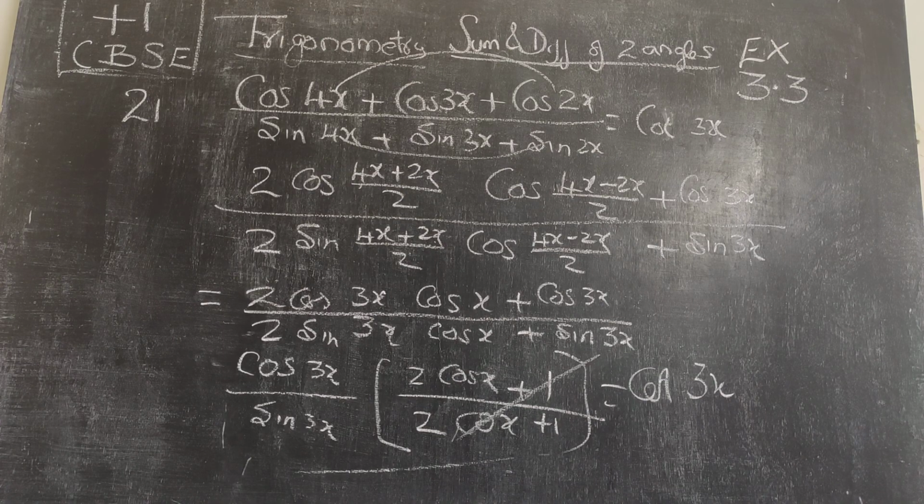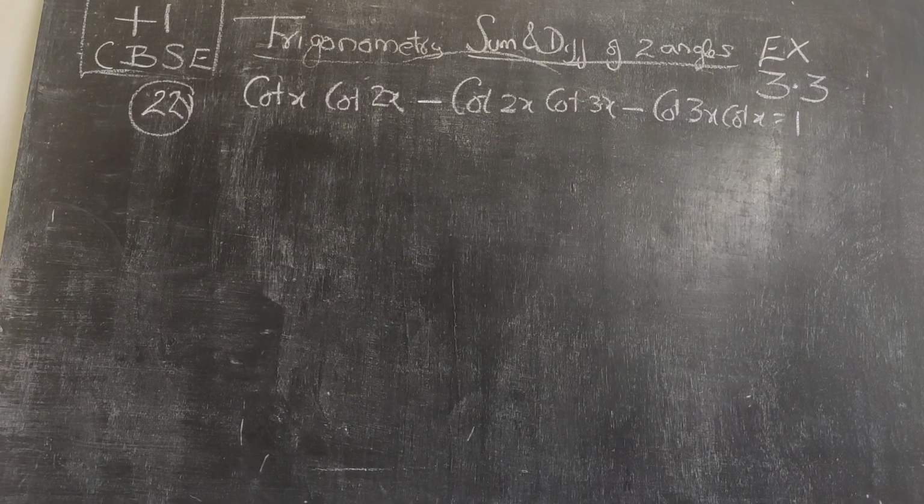Now I go for question 22. Question number 22: cot x into cot 2x minus cot 2x into cot 3x minus cot 3x into cot x equals 1. It's a good question.